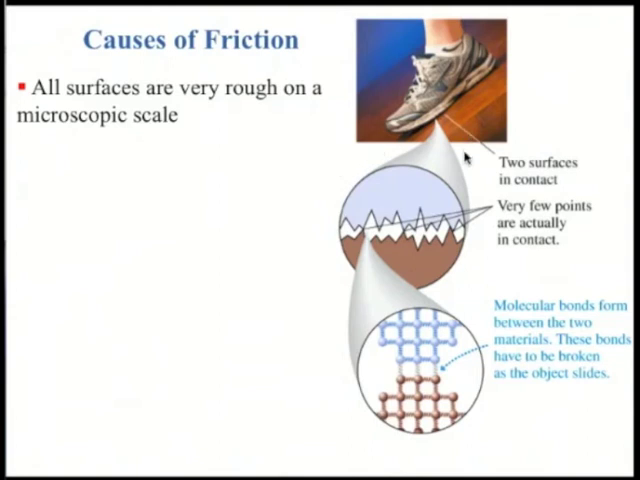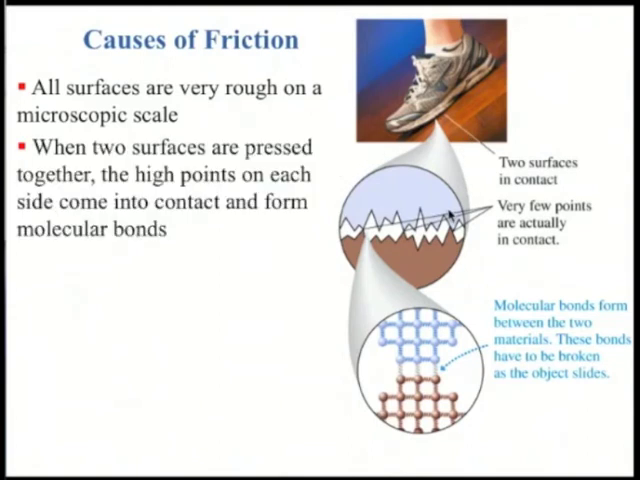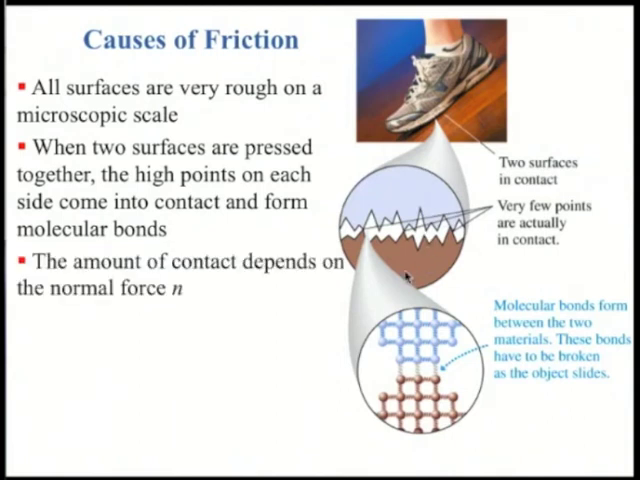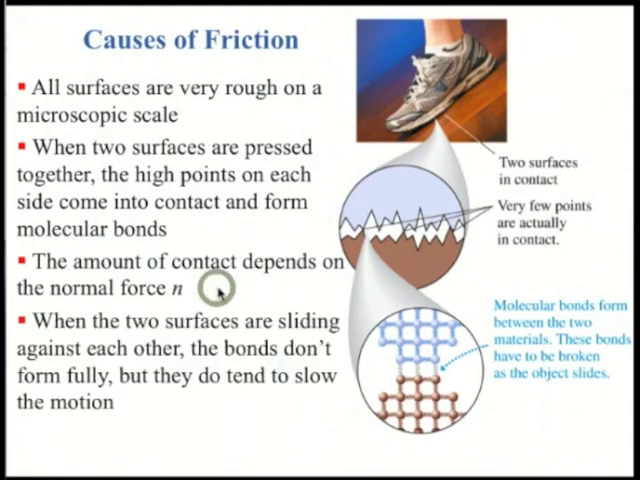So again, the cause of friction is that all objects are very rough on a microscopic scale. When two surfaces are pressed together, the high points from each side come into contact, and the amount of contact depends on the normal force. When the two surfaces are sliding against each other, the bonds never form fully, but they do tend to slow the motion and create heat.